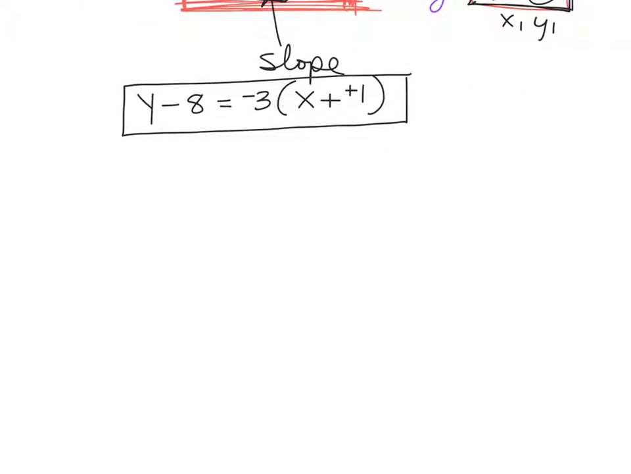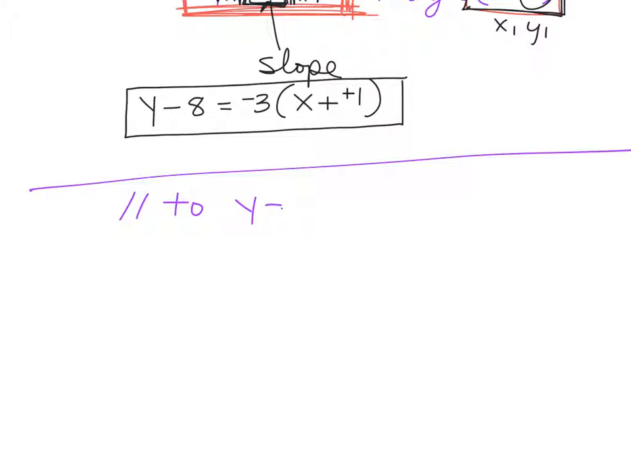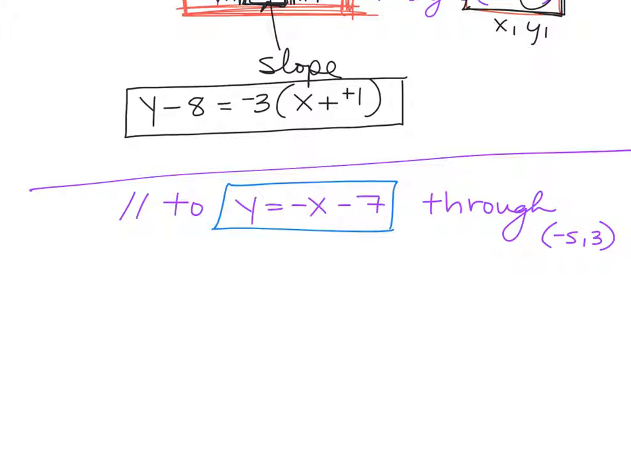All right, let's do one more of those, and then I have one other little problem, a lot like one of the ones in your homework. What if I want to go parallel to y equals negative x minus 7 and go through the point negative 5, 3? Are you all with me right now? I feel like we have like half of you with me and half of you doing something else right now. How do I go parallel to this?